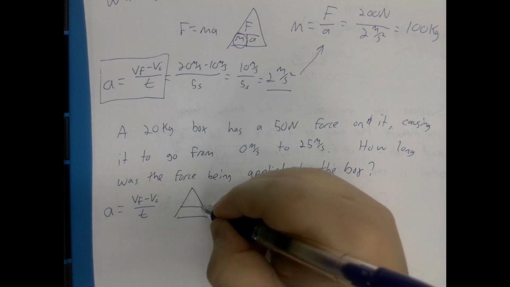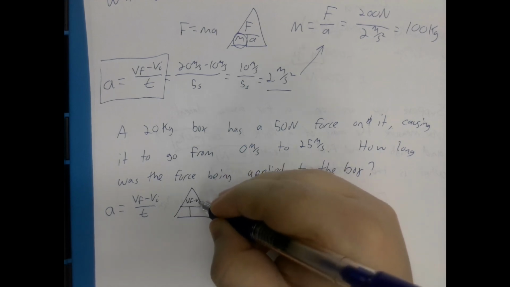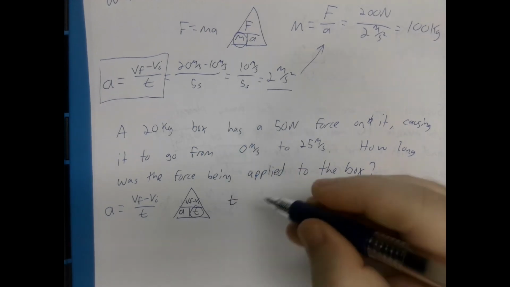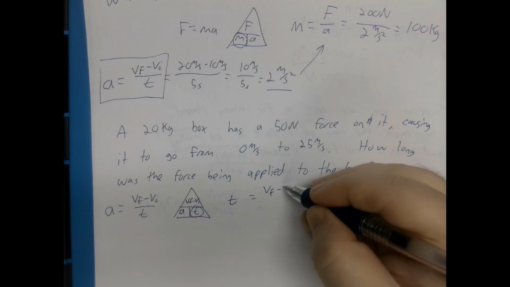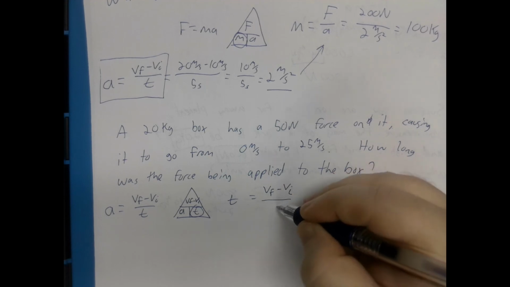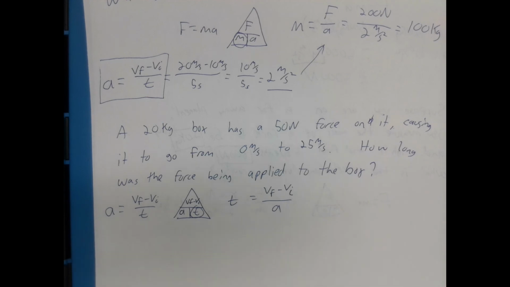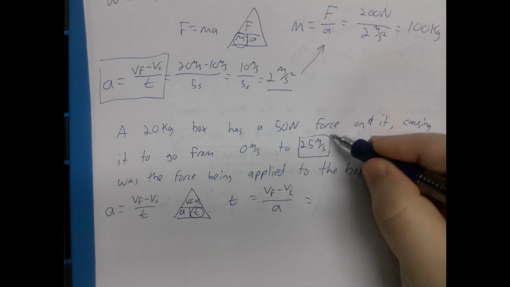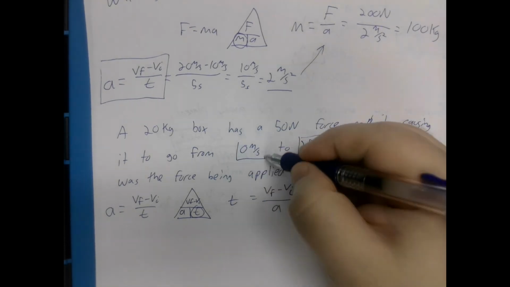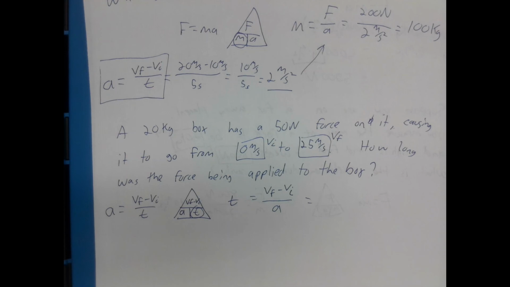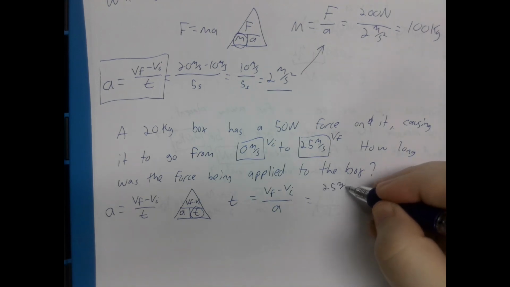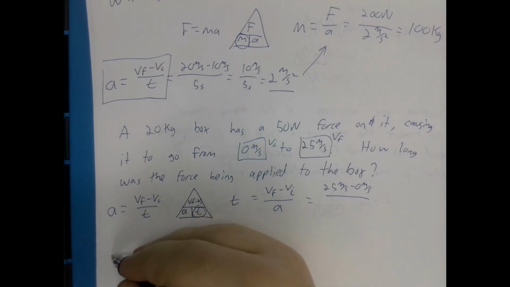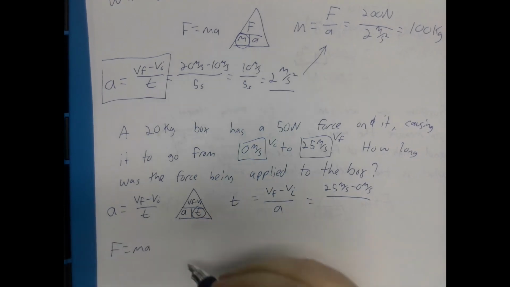If we put this in triangle form, circle t, we see time is equal to final velocity minus initial velocity over acceleration. But we don't know what acceleration is yet. We know that our final velocity is 25, and our initial velocity is 0. So we don't know what acceleration is. To solve for acceleration, we'd use F equals ma.